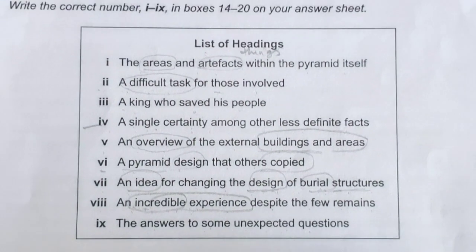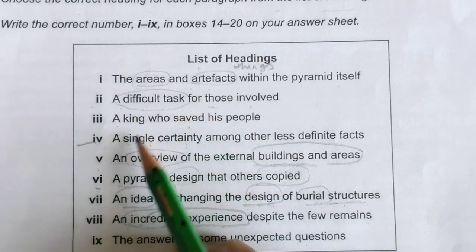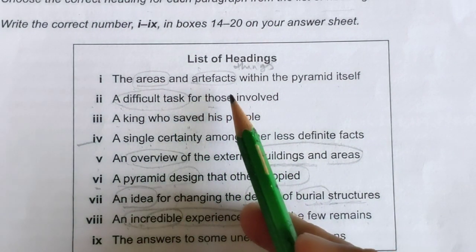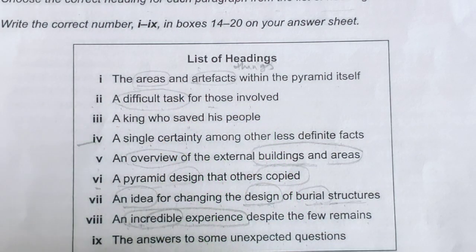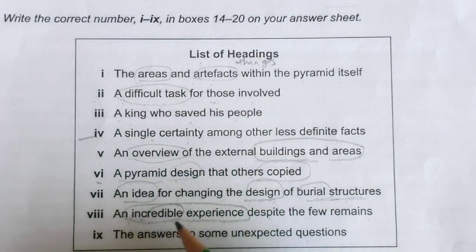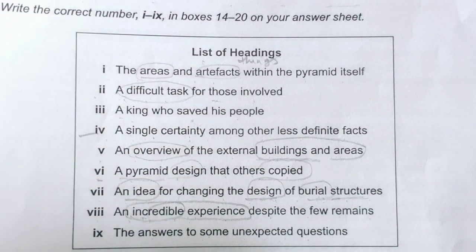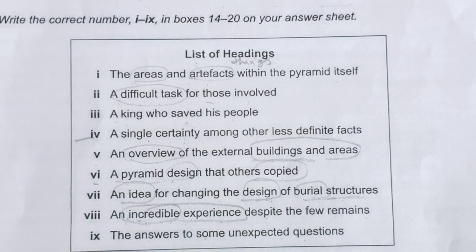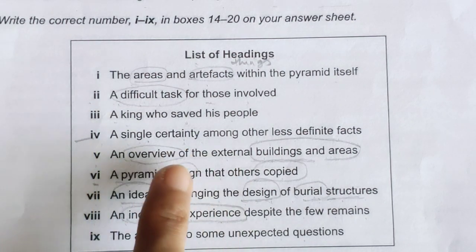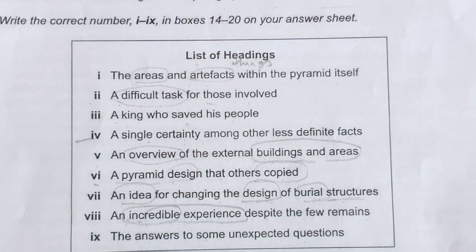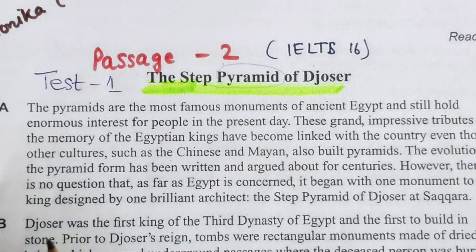Now always read the list of headings, try to understand their meaning and the important words from the list of headings. Okay, now let's move on to paragraphs A, B, C, D. We will be reading them in turn, and after reading one paragraph we will find the matching item from the list of headings. So this is paragraph A.